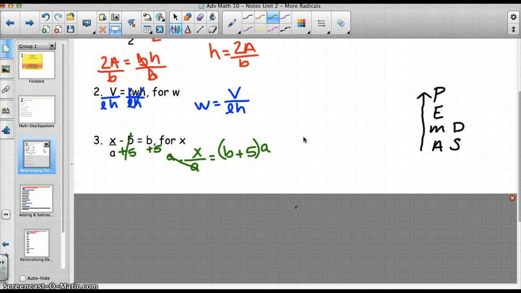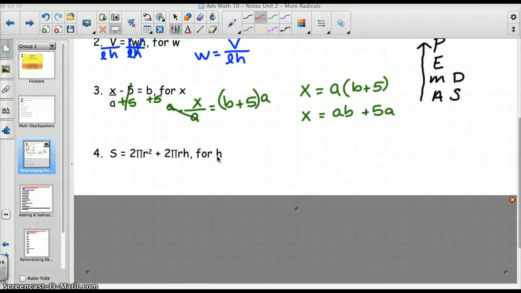So my answer can be written in two different ways. I can either write x equals, and I'm going to move the a out front, a times (b plus 5). Or if you want to go ahead and distribute that a through, you can have ab plus 5a. So either one of these is your answer, and I believe MathXL will accept both of those answers.